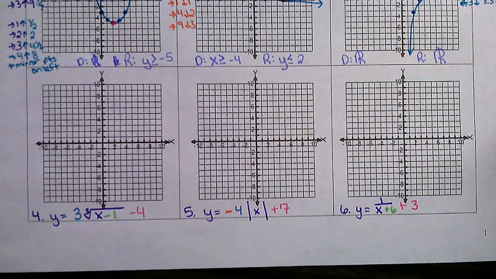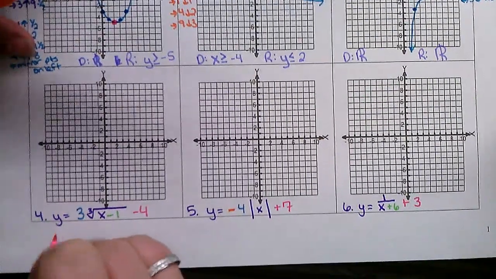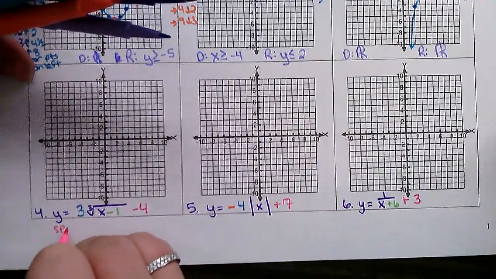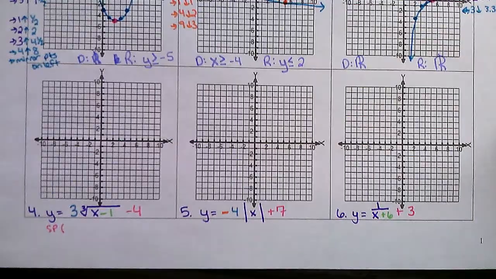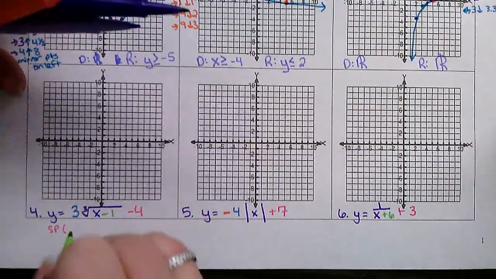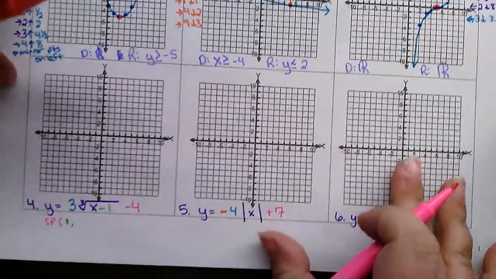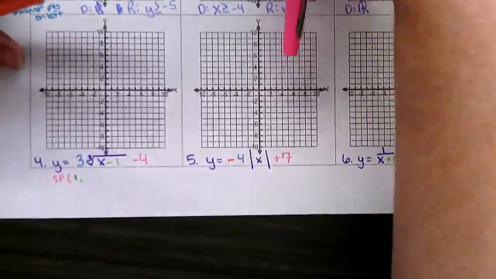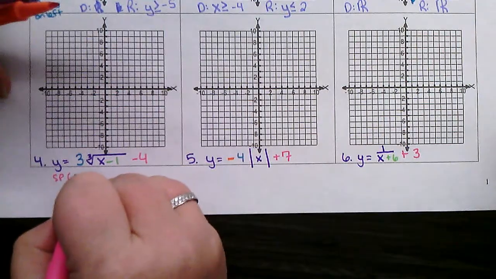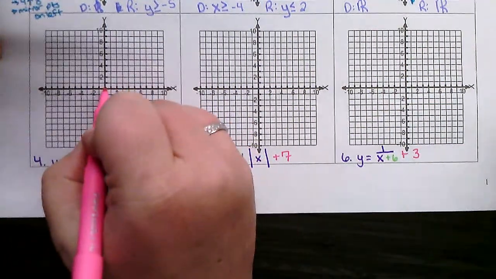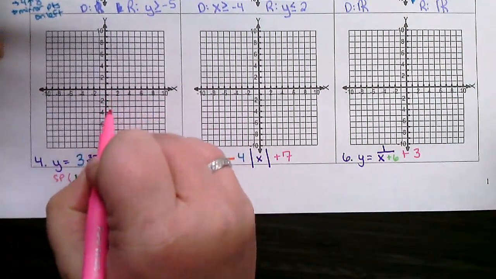Okay, number 4, we have a cube root. With a cube root, we have to, again, talk about the start point. The start point for this cube root is opposite of what is on the inside. So 1, and then comma, what is on the outside, -4. So to the right 1 and down 4.